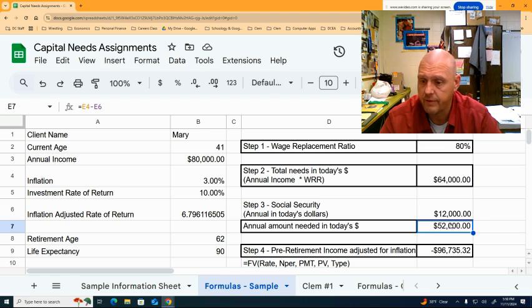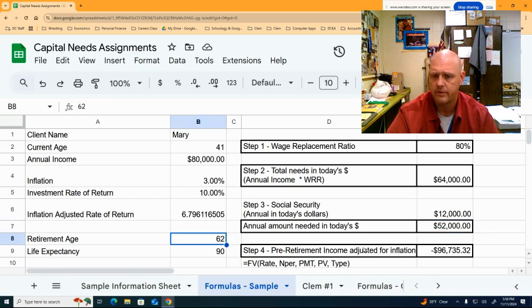Well, the problem is the 52,000 is at age 41. So we got to take the $52,000 number, we got to bring it forward at inflation, which is 3%, so that in 21 years, what's that going to cost? She thinks she needs 52 today. She obviously doesn't need it today. But what's that $52,000 number going to be worth when it's 21 years in the future at age 62?